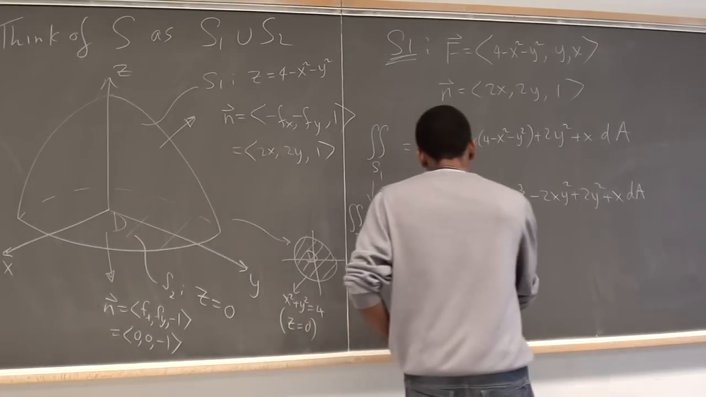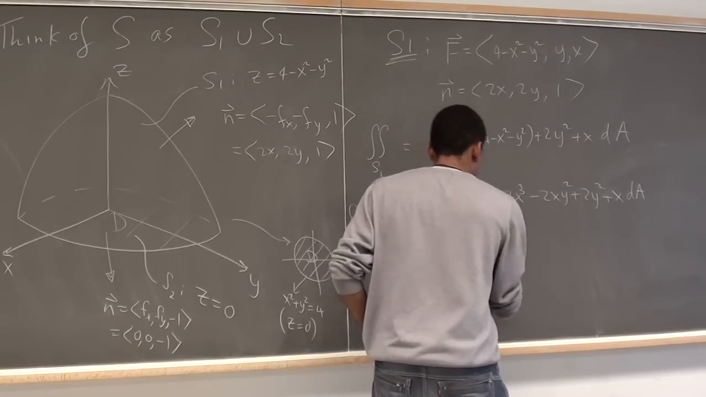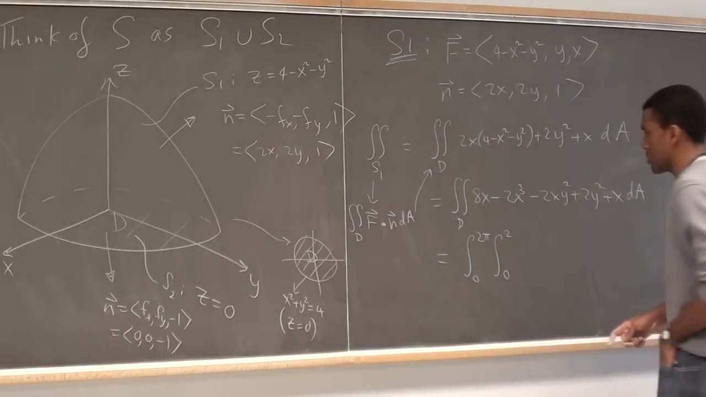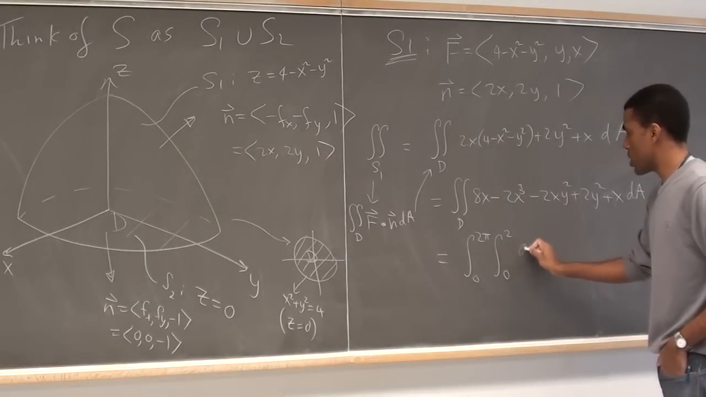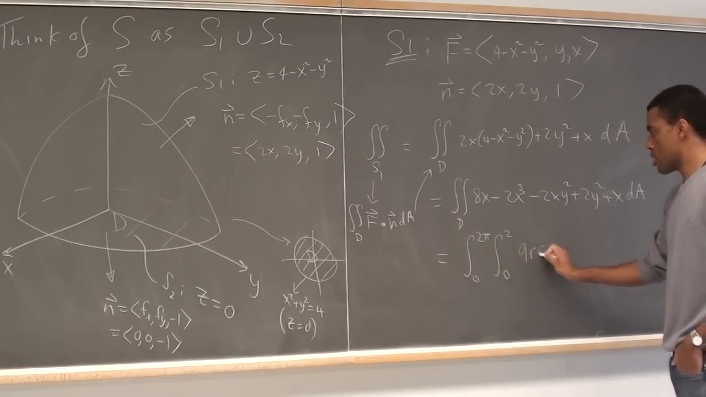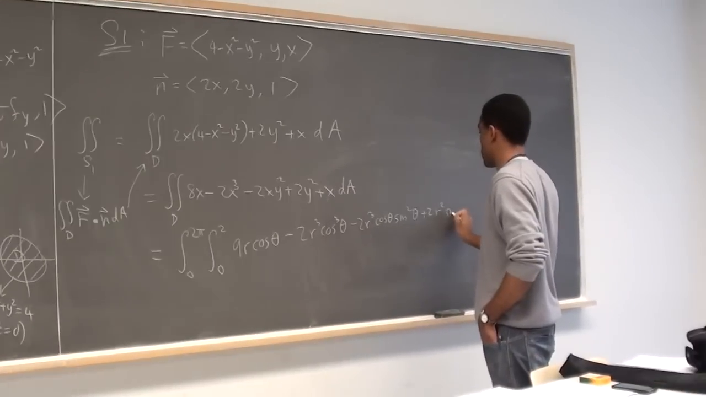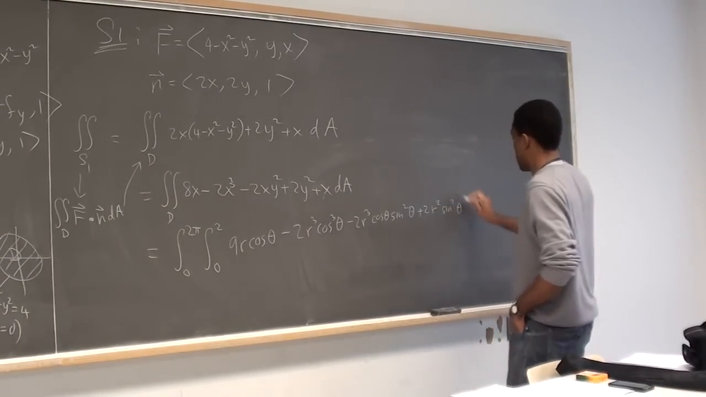So we're going to have theta from 0 to 2 pi, because it's a full circle. r goes from 0 to 2, and this here is 9x. What does x become? r cosine theta. It's polar coordinates. And minus 2r cubed cosine cubed theta, minus 2r cubed cosine theta sine squared theta, plus 2r squared sine squared theta. All that times r here.